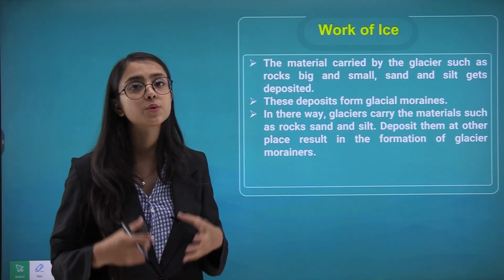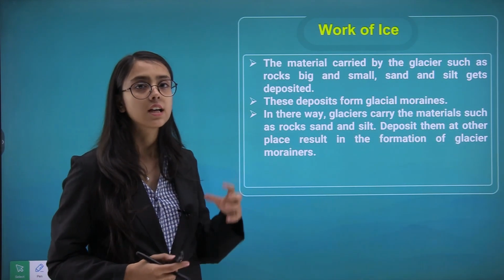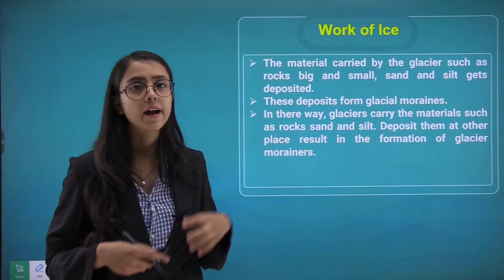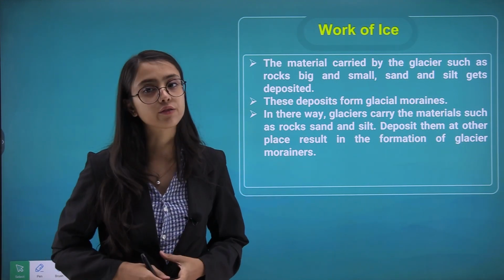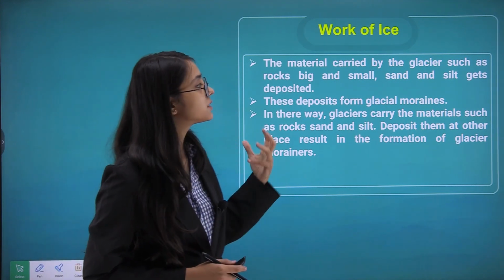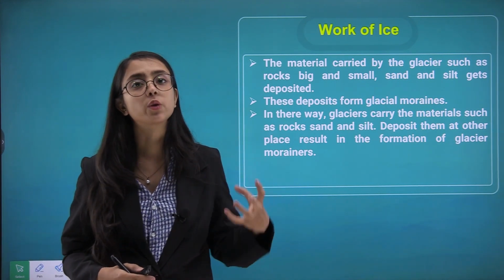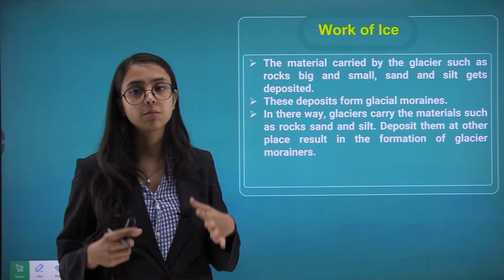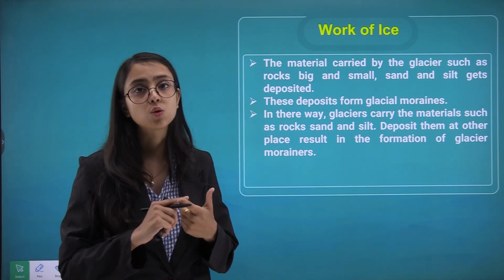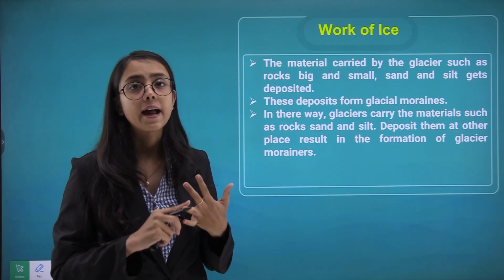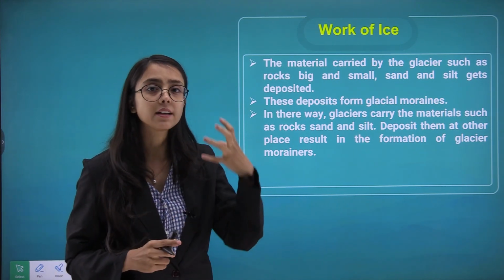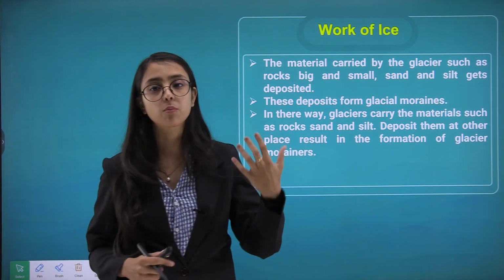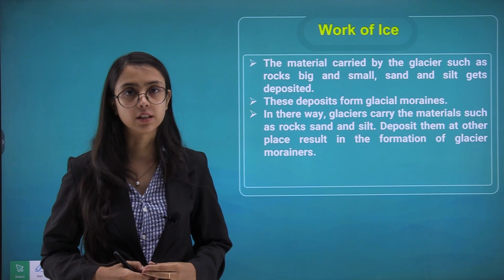The materials carried by the glaciers, such as big and small rocks, sand, and silt, get deposited at one place along the shore of the river. These deposits form glacial moraines. On their way, glaciers carry materials such as rocks, stones, silt, sand and soil, and deposit them in these places. It results in the formation of glacial moraines.